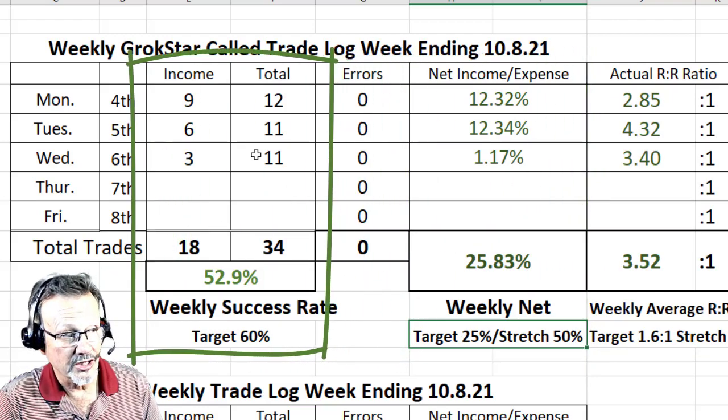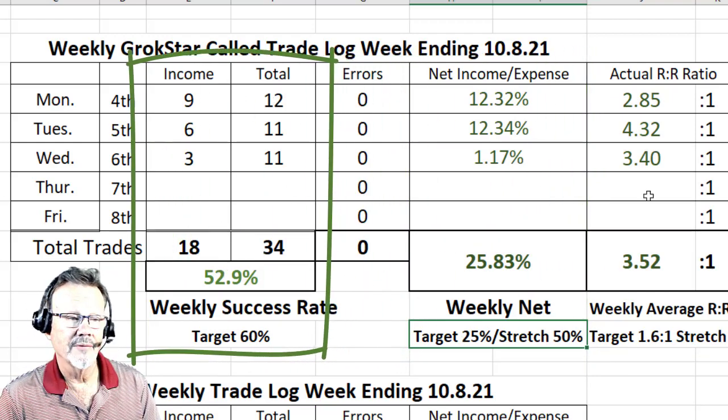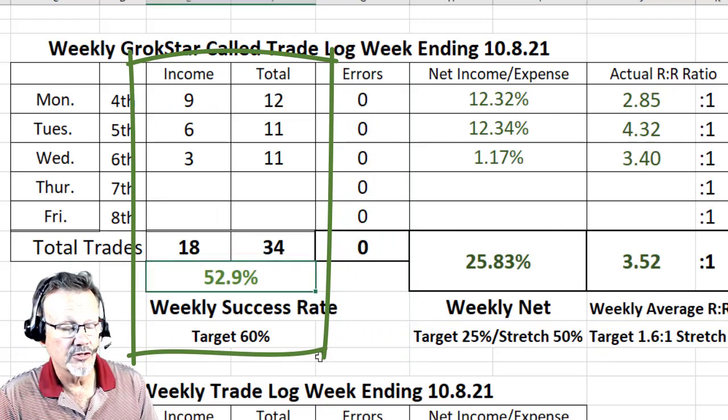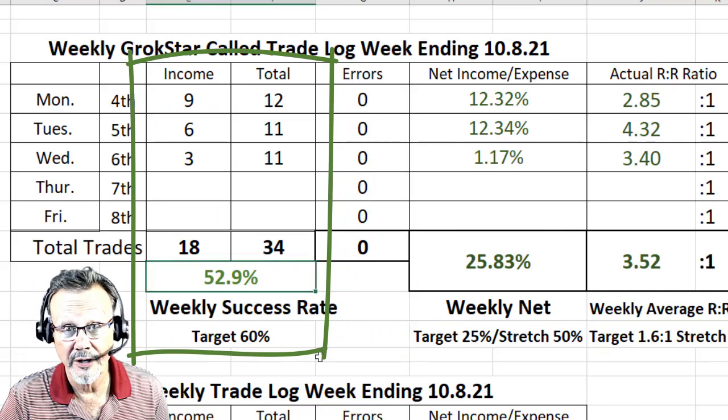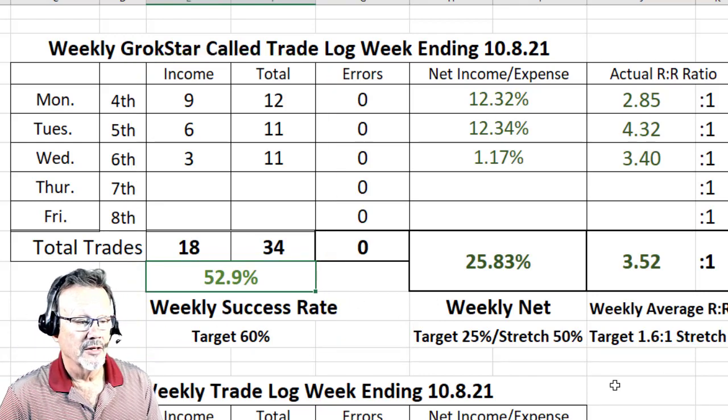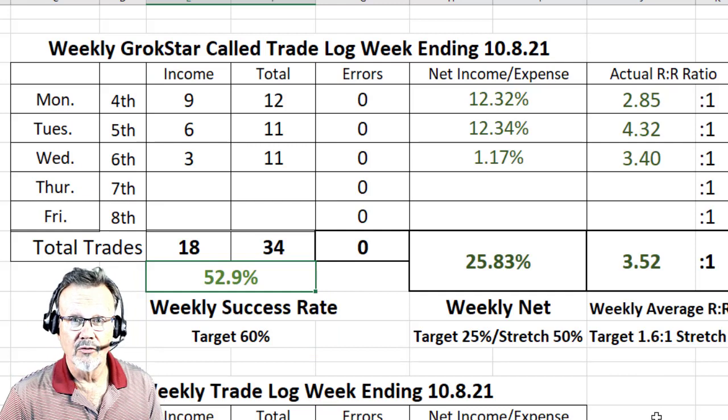Now, we were over 60% success rate until today with that miserable 27. Now for the week, we're at 52.9. Again, our target for the week is 60. So we'll have to keep working on improving that and see where we go from here.